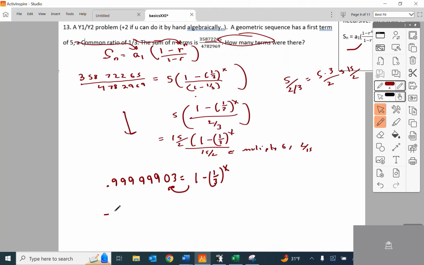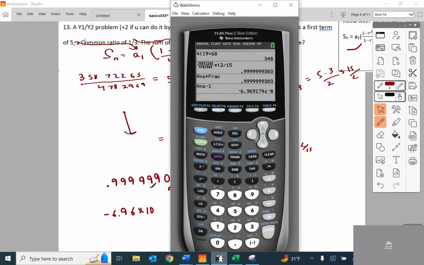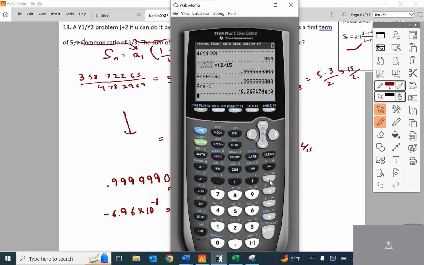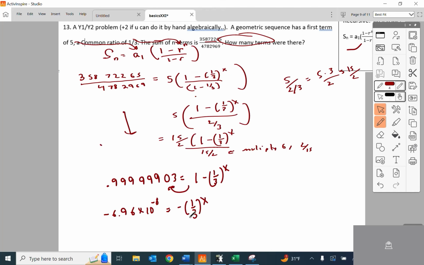That's negative 6.96 times 10 to the what? Negative 8. That equals negative 1/3 to the x. I'm going to divide out the negativity. Now it's positive. I'm going to do log as base. My base is a third. It is raised to that funky looking decimal. And it equals x.